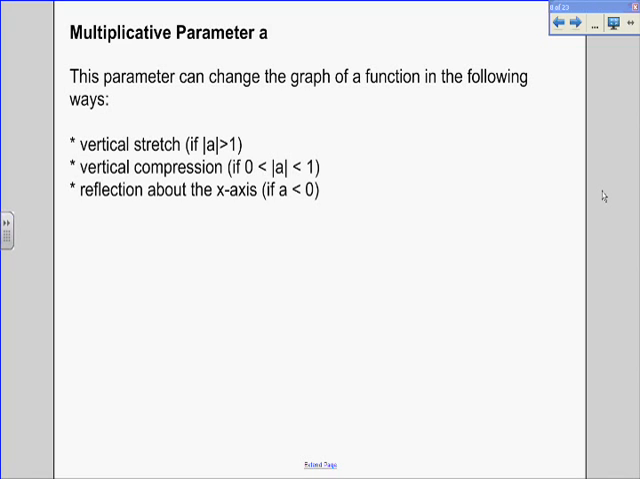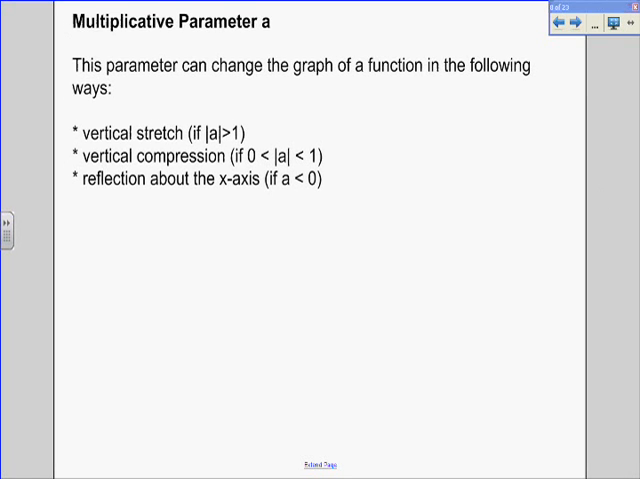It's a multiplicative parameter, okay? That means you're multiplying your function by this value A. So what will happen if we change A? The vertical stretch will happen, so the function will be stretched vertically if the absolute value of A, and that means you're disregarding the negative sign if there is one, so if it's 5 or negative 5, the absolute value is just 5, is greater than 1. So we would have a vertical stretch for that case.